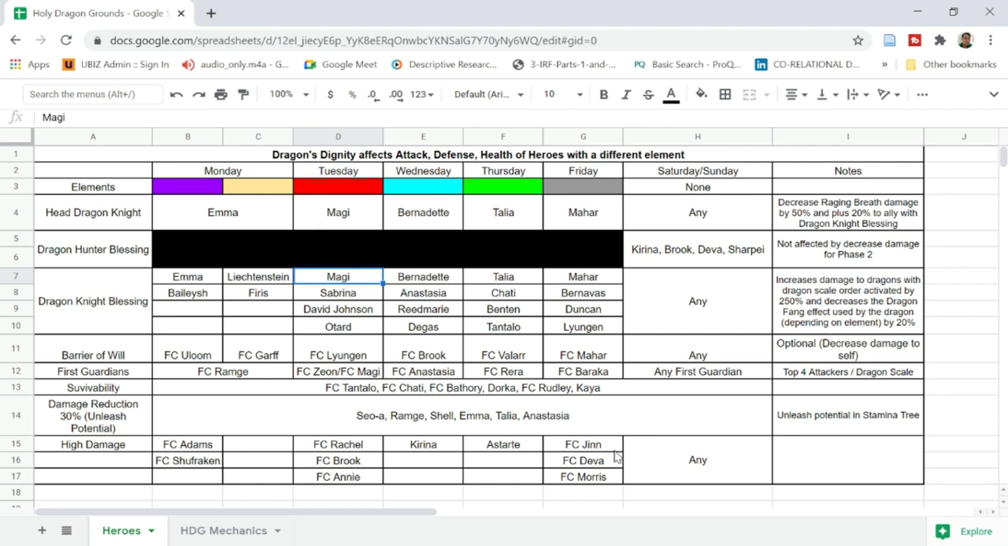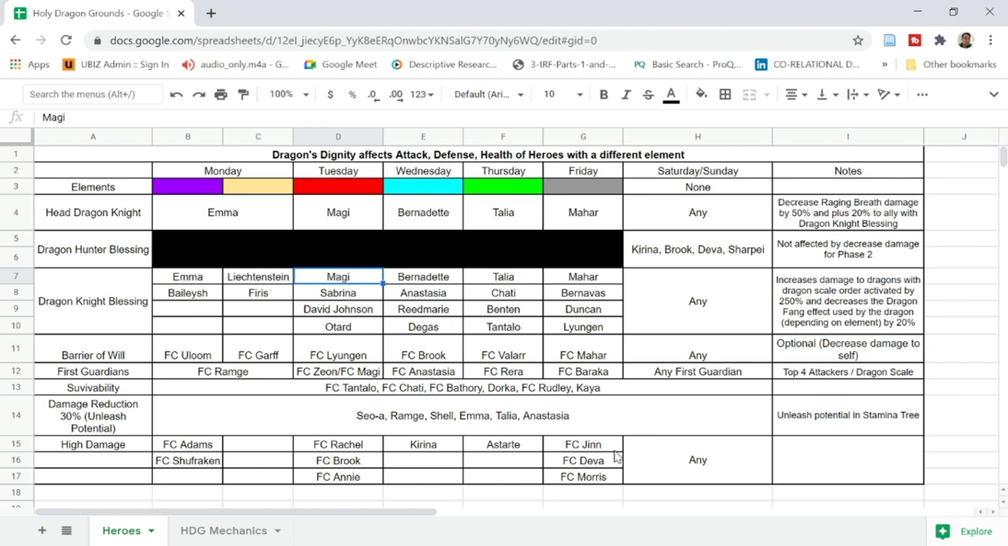Okay, so next would be your Buyer of Will. These are just suggestions. For Buyer of Will, you don't really have to bring them, but they're a good addition to your team. You have their FC Ulum, especially if you have Bathory with you. He could break multiple Guardian Stones for the dragon. You have their FC Garf, FC Leungen, FC Brook, FC Valar, FC Mahar. And for Saturday, Sunday, you could bring anyone else. So this is optional, but these are only present in their FC versions.